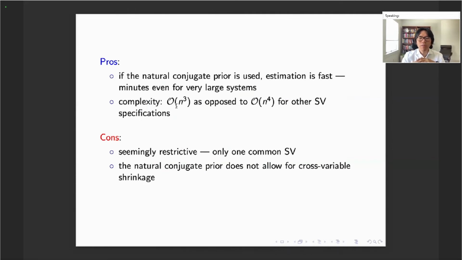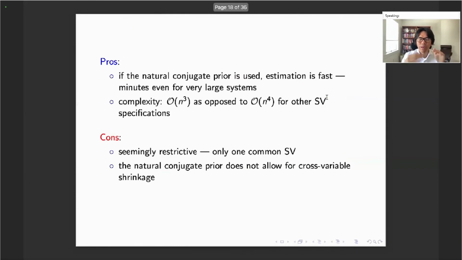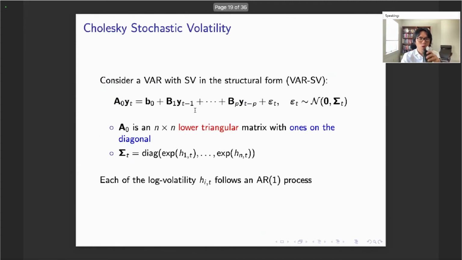So it's very fast. The disadvantage is that it's seemingly restrictive on two fronts. One is the likelihood: if you recall, there's only one scalar scaling the covariance matrix up or down. The other restrictive feature is that you have to use the natural conjugate prior. Otherwise, you don't have this computational advantage. As you recall, the natural conjugate prior does not allow for cross-variable shrinkage. And as I showed in the first part of the talk, cross-variable shrinkage is actually quite important. So that would be a drawback of this common stochastic volatility model.